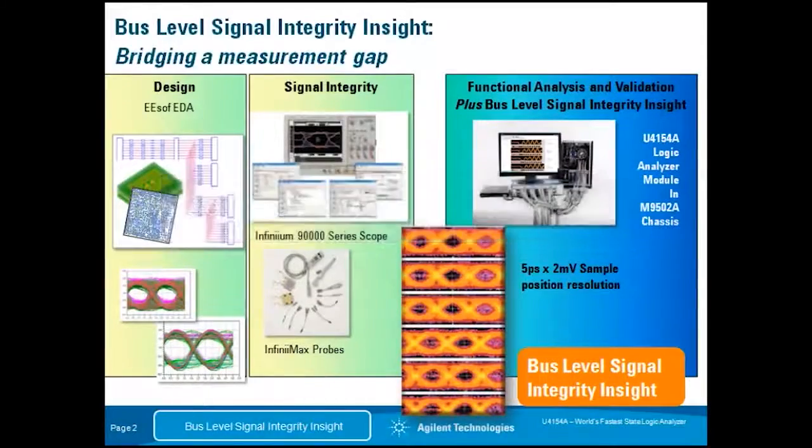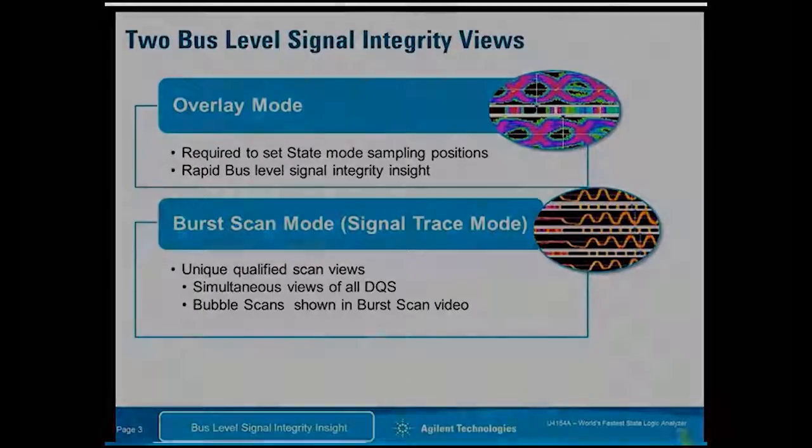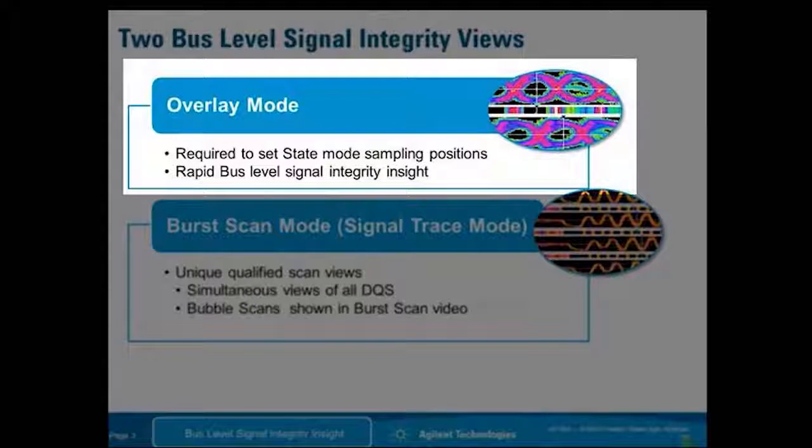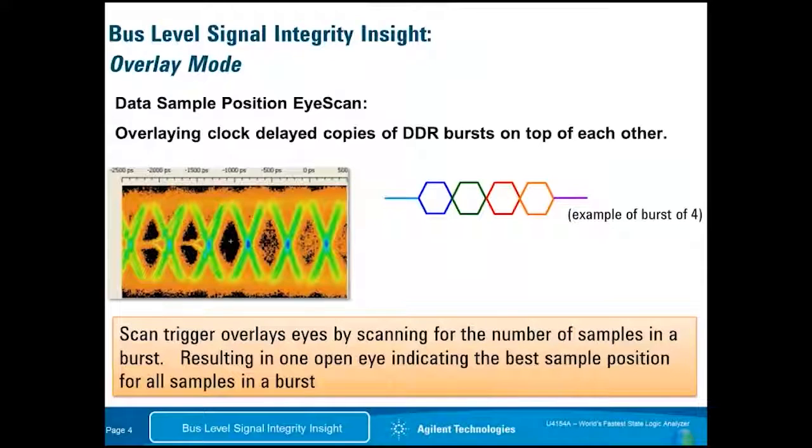Let's look at examples. 2 bus-level signal integrity views are available on the U4154A system. The overlay mode is the most popular mode for bus-level signal integrity insight. It is also the mode that is required to be able to set state mode sampling position. The next mode is a burst scan mode, also referred to as signal trace mode. In this mode, unique qualified scan views are possible. Several examples would be simultaneous views of all DQS and specific bubble scans, which are described and shown in the burst scan video.